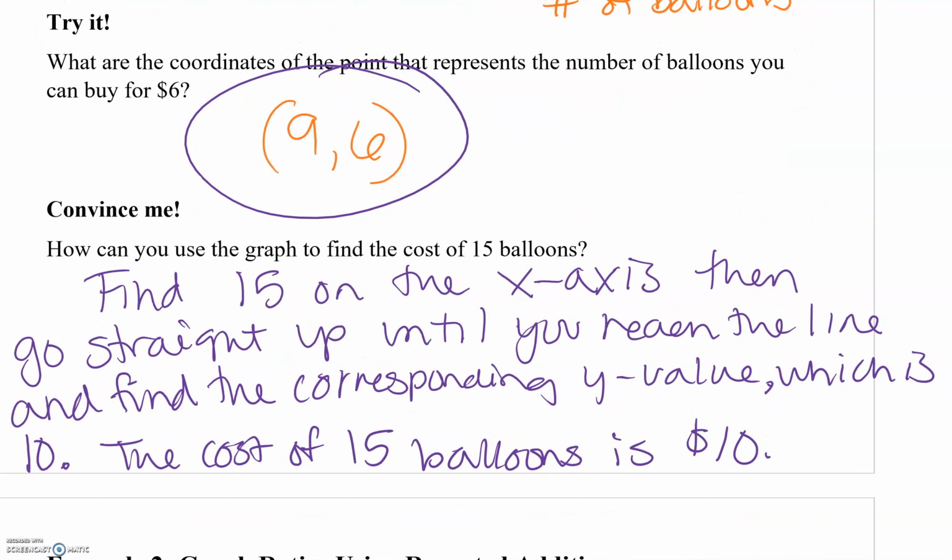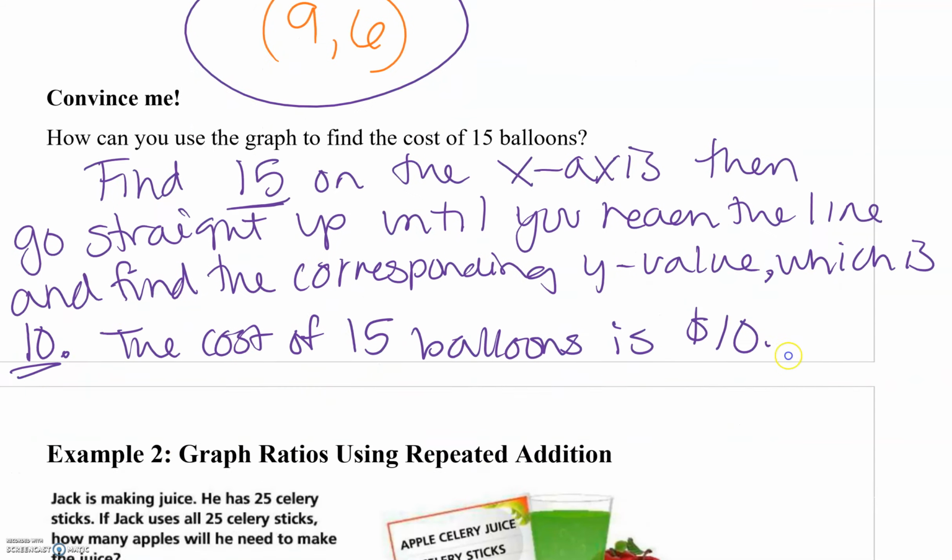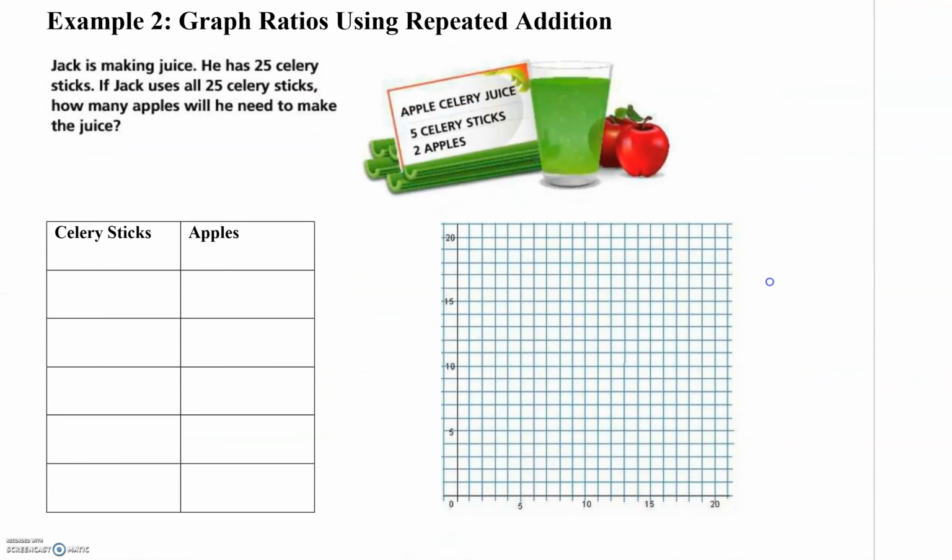And then for convince me, it says you can find 15 on the x-axis, then go straight up until you reach the line and find the corresponding y value, which is 10 if I'm looking at 15. So the cost of 15 balloons is $10. All right, so here's another example that we have here. So Jack is making juice.